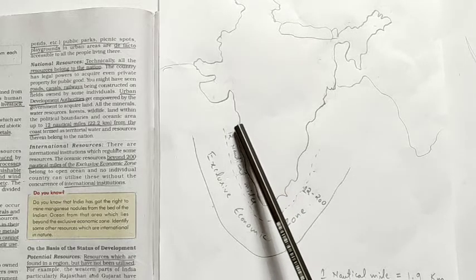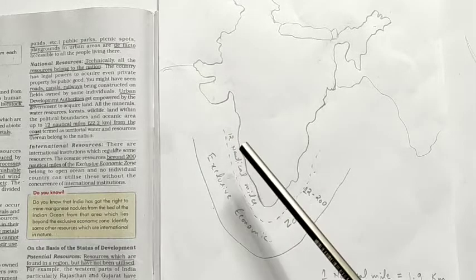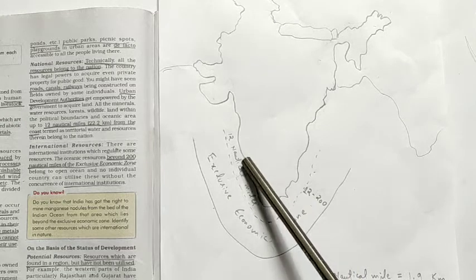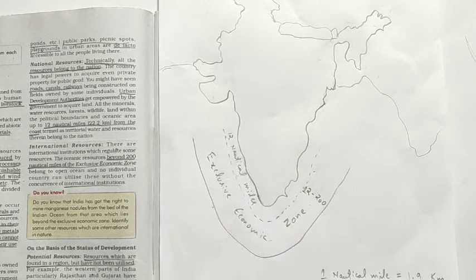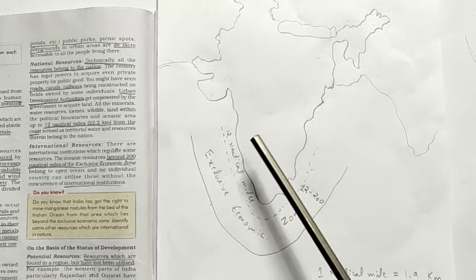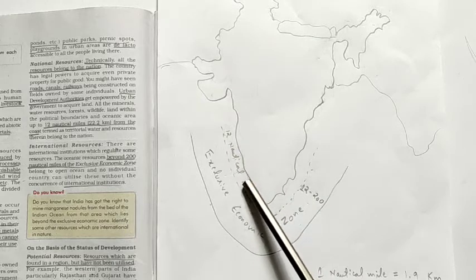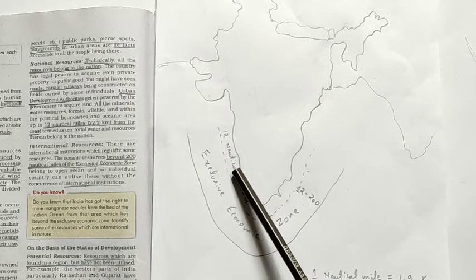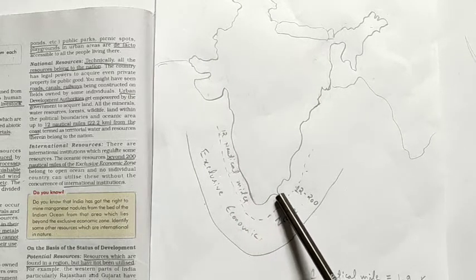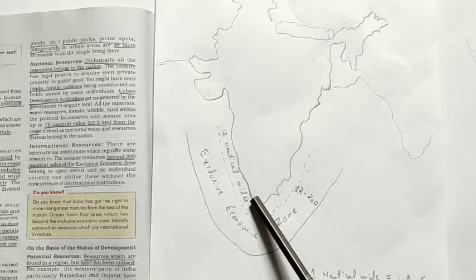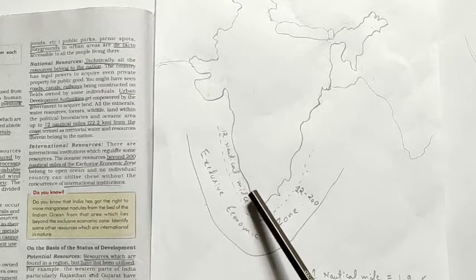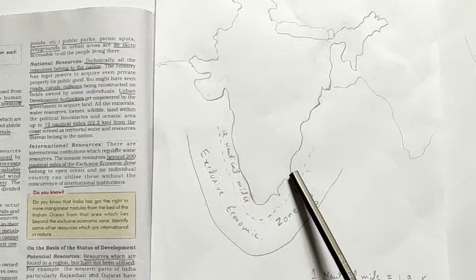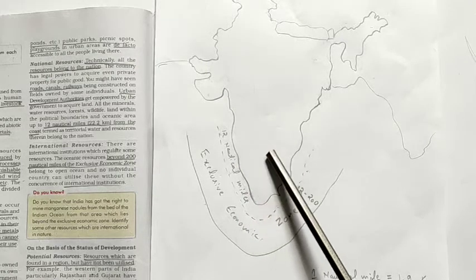From the coastline, this is the coastline. From this, if you measure 12 nautical miles, where 1 nautical mile is equal to 1.9 kilometers, this area is also called territorial water, and every resource which is available here is owned by the nation.